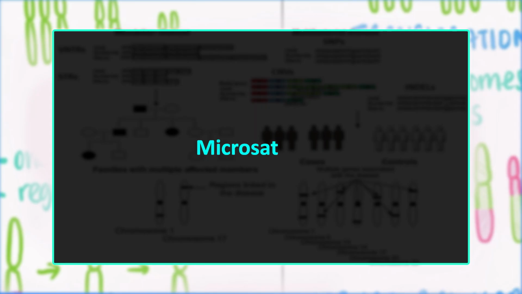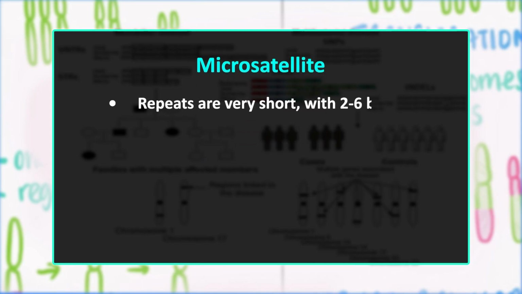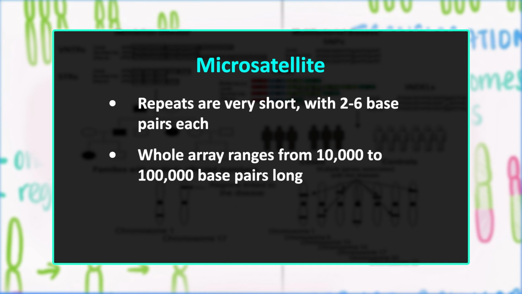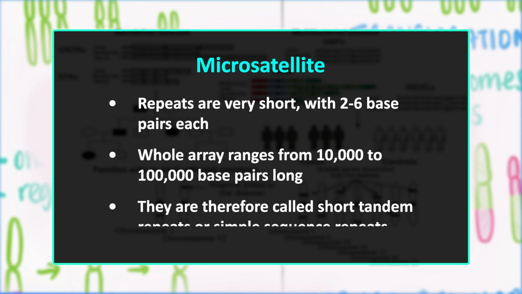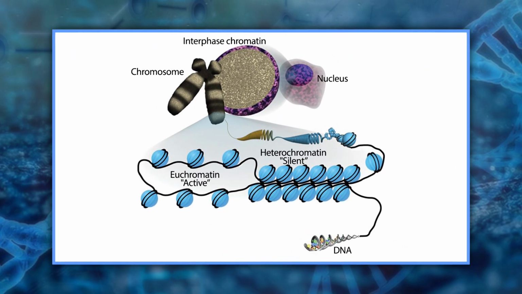Dear students, let's now discuss another type, the microsatellite. The repeats are very short, with 2 to 6 base pairs each. The whole array ranges from 10,000 to 100,000 base pairs long. They are therefore called short tandem repeats, or STRs, or simple sequence repeats. They are usually found in insect and plant chromosomes and the euchromatin region of vertebrates.